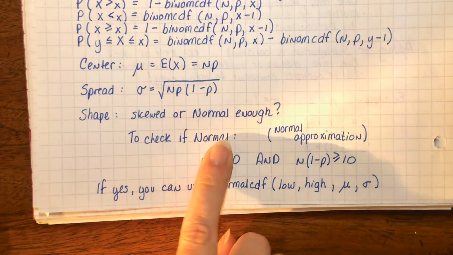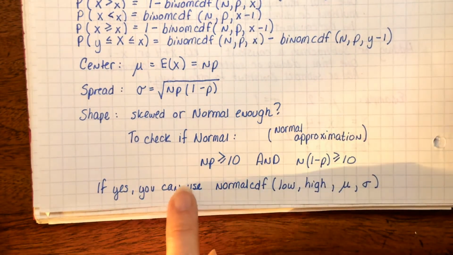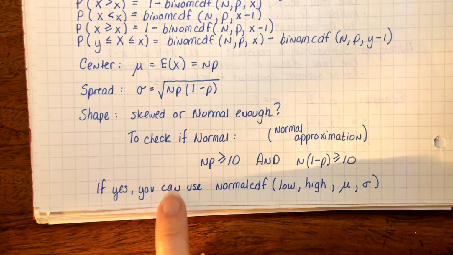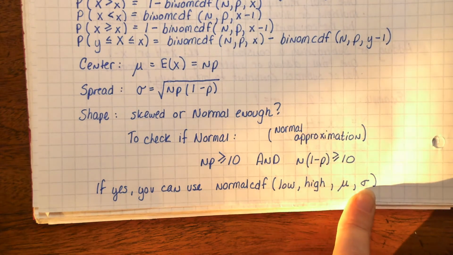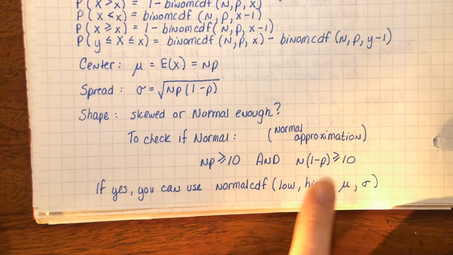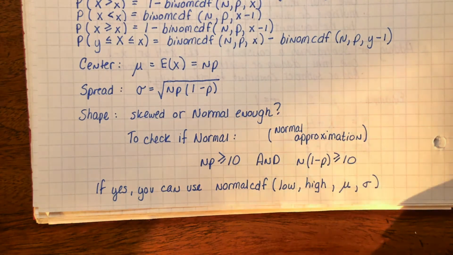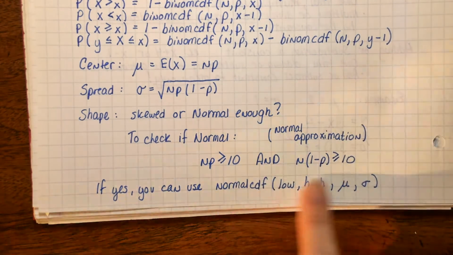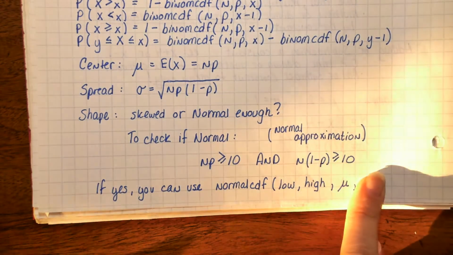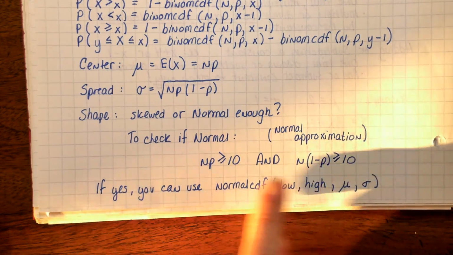And to check if it's normal enough, you have to have both of these 2 formulas be true. If they're both true, that means it's normal enough, and you could use normal CDF as an estimate. However, remember, you're looking at something discrete, which is binomial, and going to continuous, which is a curve, so you might need some kind of continuity correction there. Most of the time we won't use this unless we're asked to use a normal approximation. But you can if this works out.